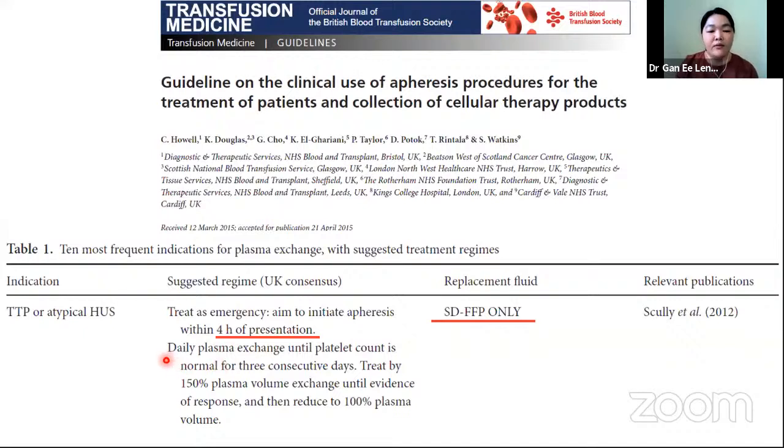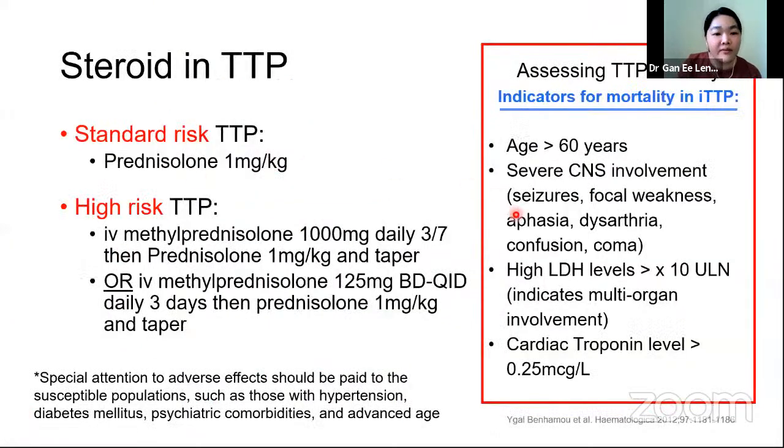And again, we do daily plasma exchange until the platelet count is normal, they suggest for 3 consecutive days. Then let's say there's no response, you increase to 150% plasma volume until there's a response, while waiting for the other medication to work. All right. How about steroid?